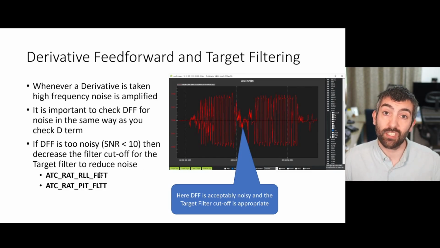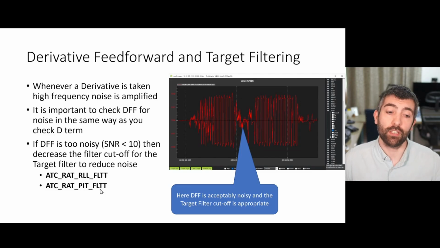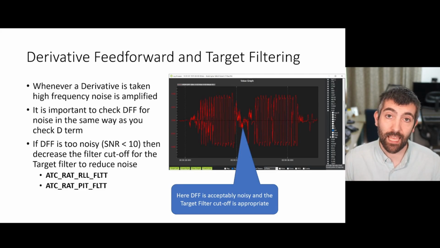You can adjust the target filtering on pitch and roll in Mission Planner config tab full parameter list, and it's ATC_RAT_RLL_FLTT and ATC_RAT_PIT_FLTT. If you're using derivative feed forward, you are going to need some level of target filtering. So if before now you've disabled target filtering in an attempt to get the drone to respond more quickly, if you're adding in derivative feed forward to try and further reduce the delay, you may need to add back in target filtering. You almost certainly will need to add back in target filtering.